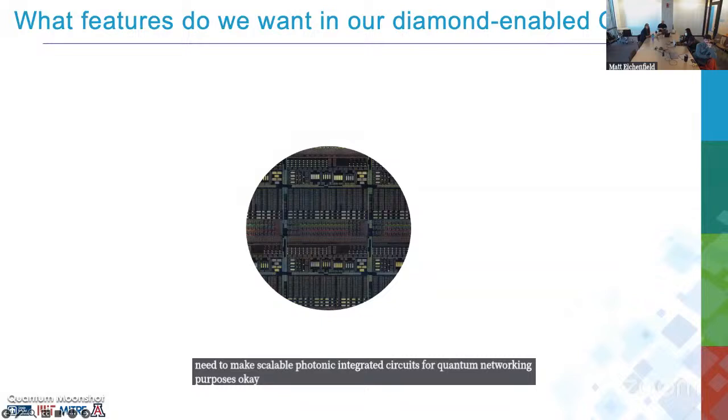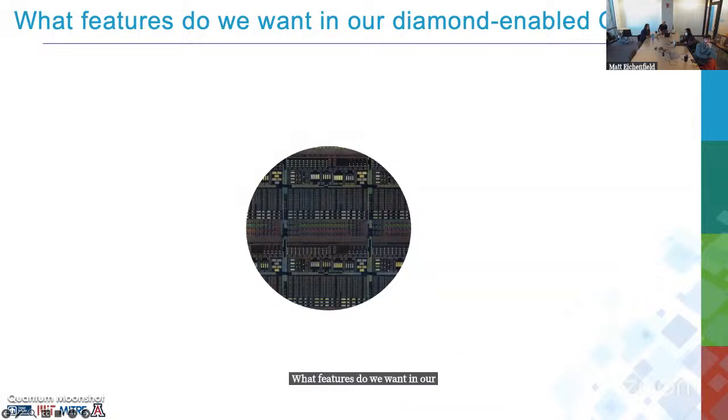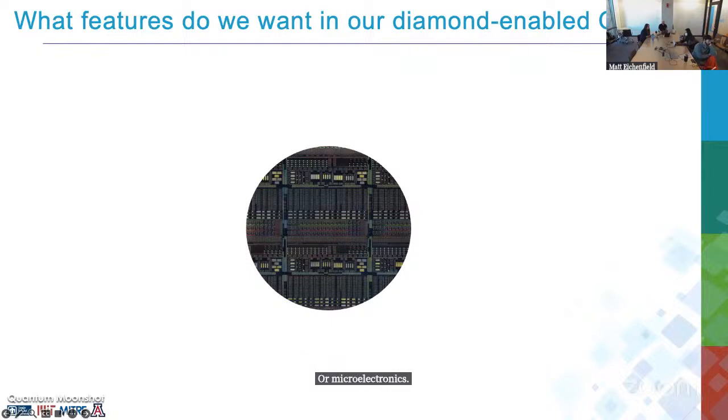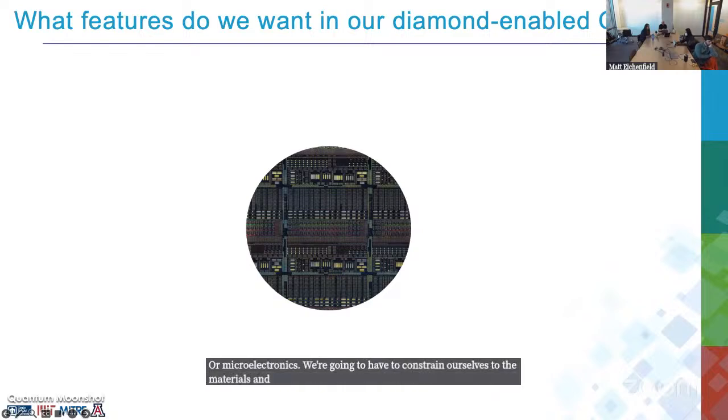Now, what features do we want in our diamond-enabled quantum photonic integrated circuits? Okay, they're not the same as silicon photonics or microelectronics. Okay, but we're going to have to constrain ourselves to the materials and methods and all the things that they use if we want them to run in these foundries and really achieve the same kinds of scaling that are achieved with microelectronics and silicon photonics.